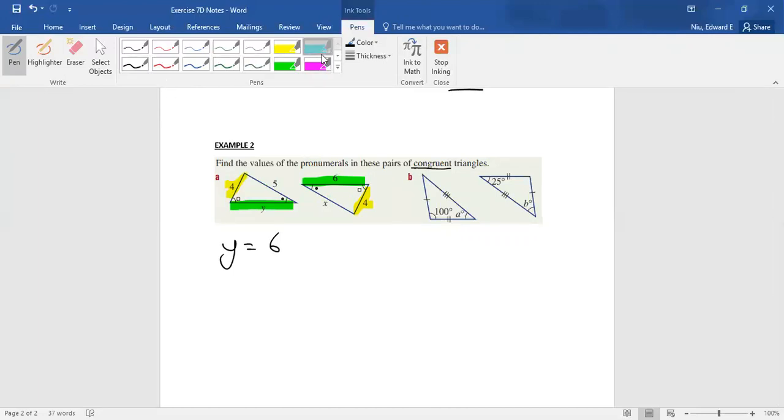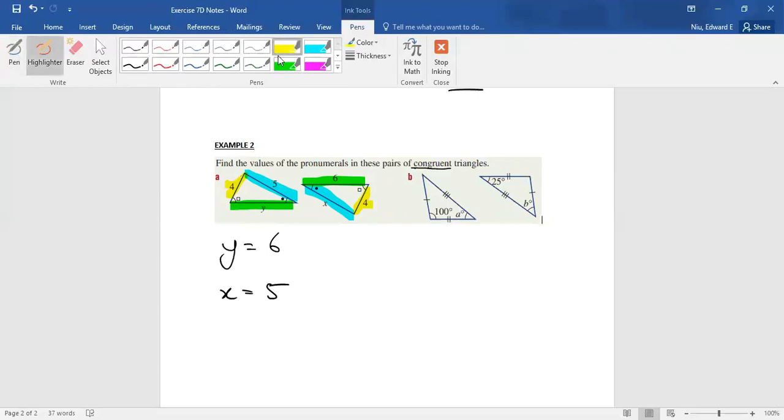The next one, here we've got 5. This edge here is opposite the little square symbol. Which edge here, on the remainder, is opposite the square symbol? We've got x. So we can say x here is going to be 5. All right, let's take a look at the next one.